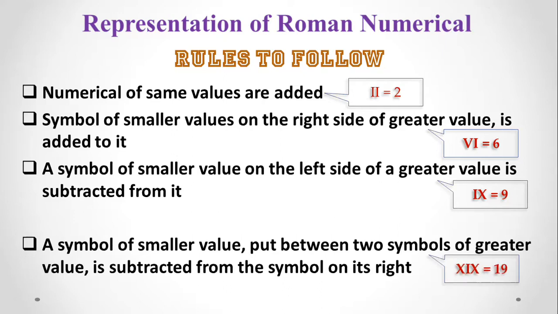The next rule: a symbol of a smaller value put between two symbols of a greater value is subtracted from the symbol on its right. For example, XIX would result in 19. Here, I is a smaller value which is placed between the two greater values, and I is subtracted from the value which is on the right side. Hence, the third rule applies here. These are the rules to be followed to represent a Roman numeral.